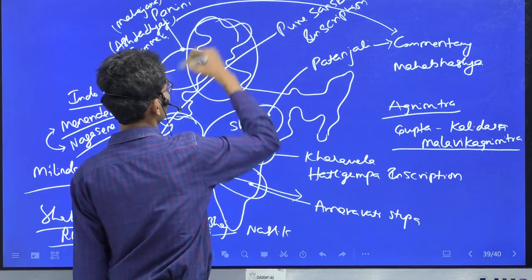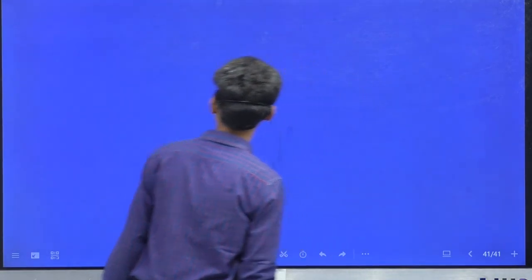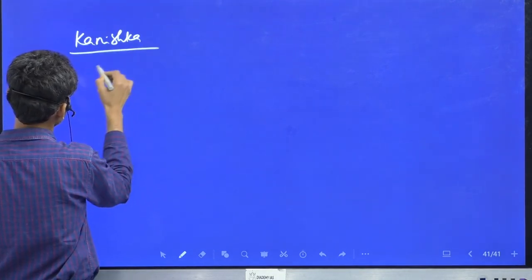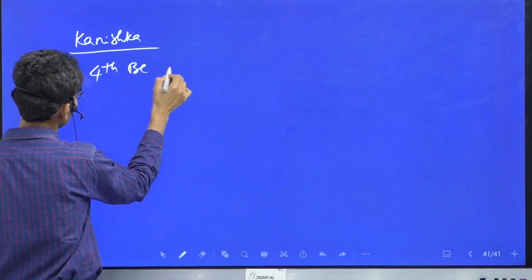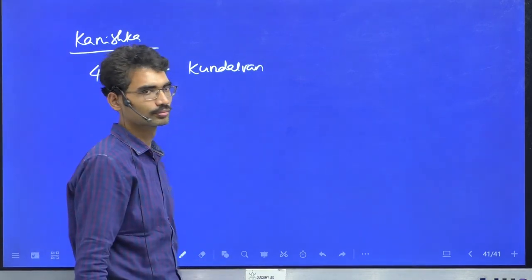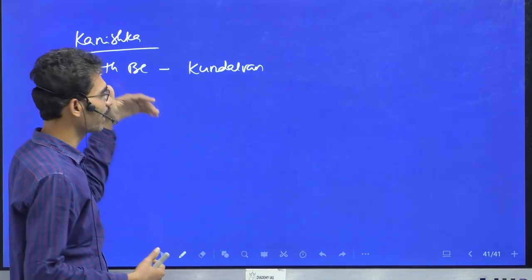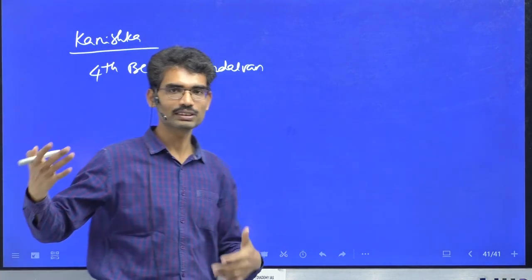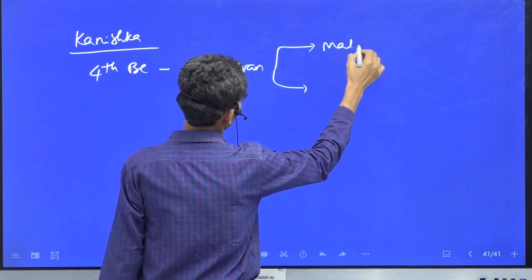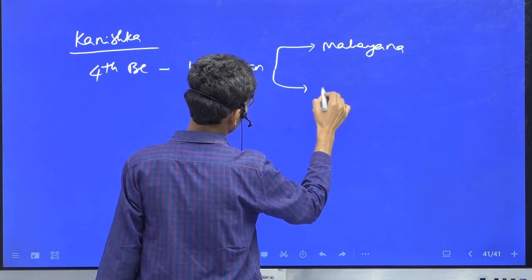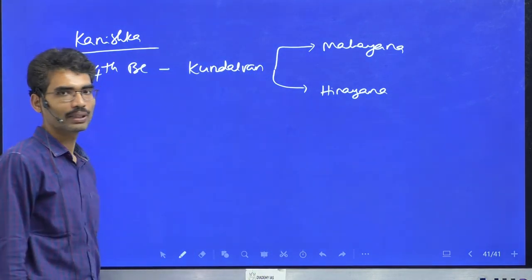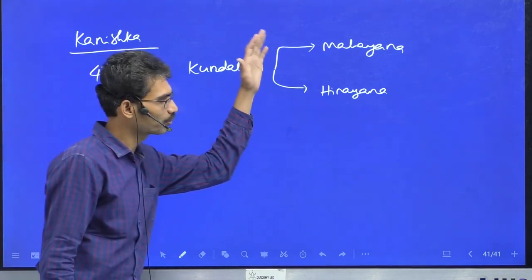Now when it comes to Kushanas, Kushanas patronized Buddhism. Kanishka, Fourth Buddhist Council, Kundalvan. It is the place where Kanishka, by this time, so many splits emerged in Buddhism. One became Mahayana Buddhism, another became Hinayana. The split became official. Mahayana Buddhism, Hinayana Buddhism.